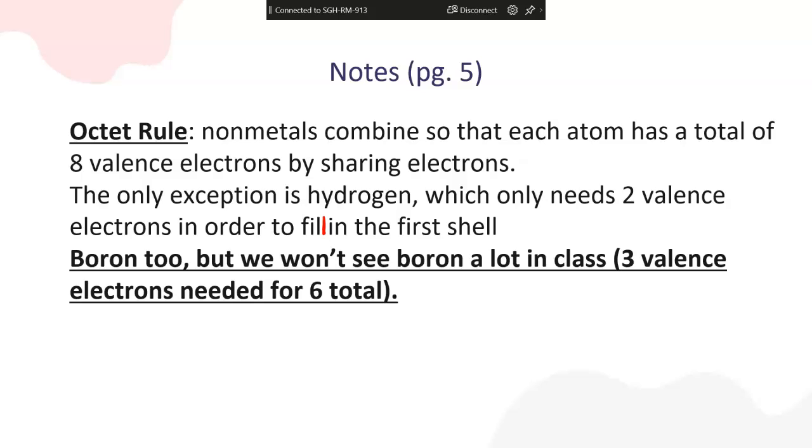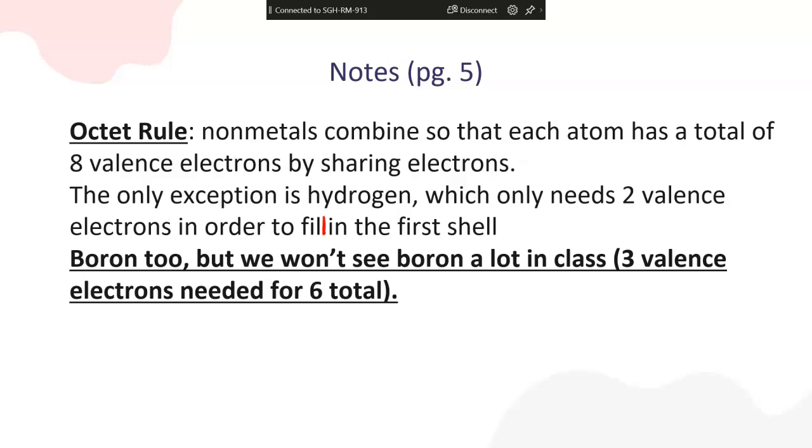Boron as well is an exception that you might see if I'm feeling extra, or if we're talking about the shape of molecules, which we'll get into next week. But we don't see it a lot in class. It has 3 valence electrons and they're all unpaired, but it's also small, so it only fills to pair up those 3 for a total of 6. So it does a reduced octet as well.